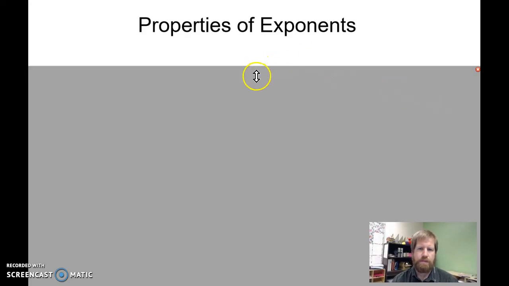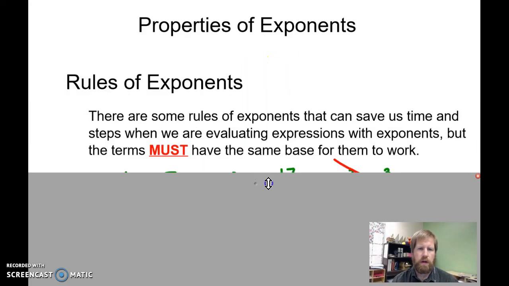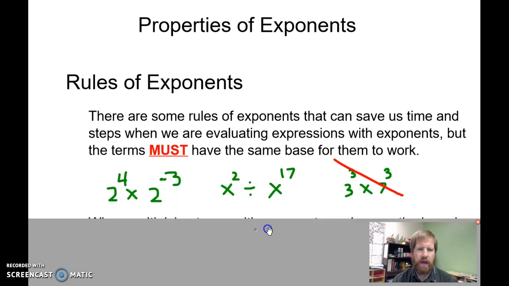Properties of exponents. There are some rules when dealing with exponents that make working with them a lot easier and a lot faster. But there are some requirements for those rules, and the rules, you need to memorize them.